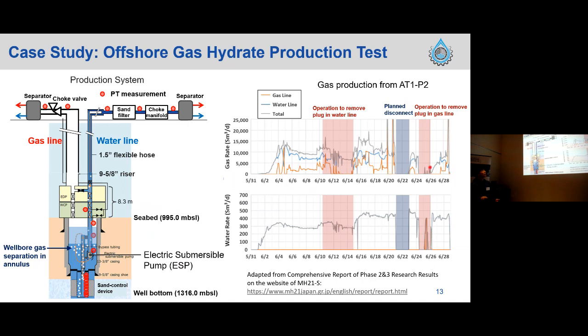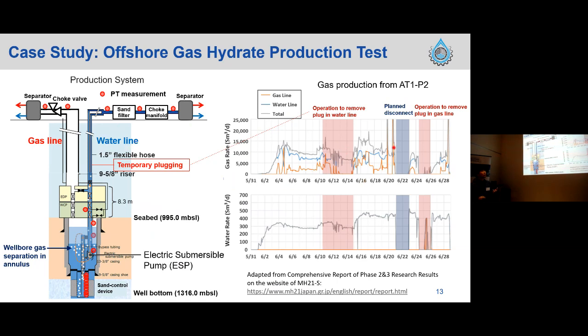So the blue line in this graph indicates the gas rate from the water production line. During the gas production, temporary plugging of the hose happened. The water production line consists of two flexible hoses from seabed to surface, and one of the hoses was temporarily plugged during the gas production. During this period, there was an operation to remove the plug from one of the flexible hoses, and this operation succeeded, so the plug was removed. There was no plugging after this operation in terms of the water production line.